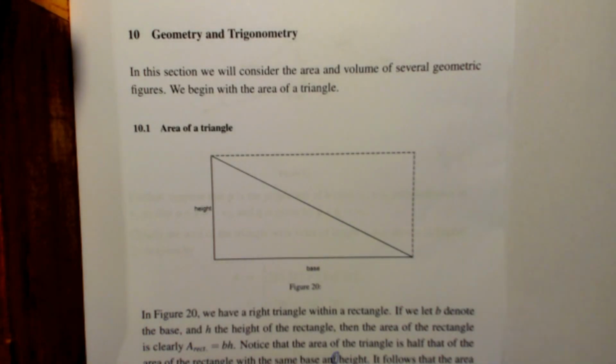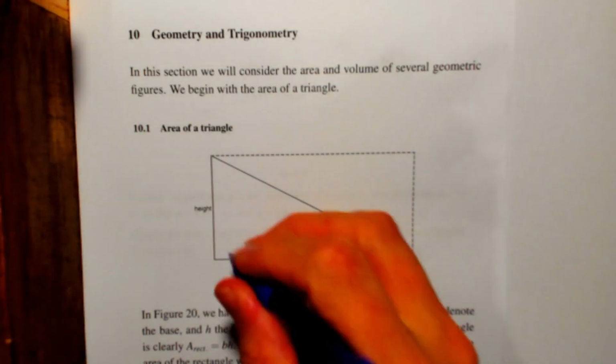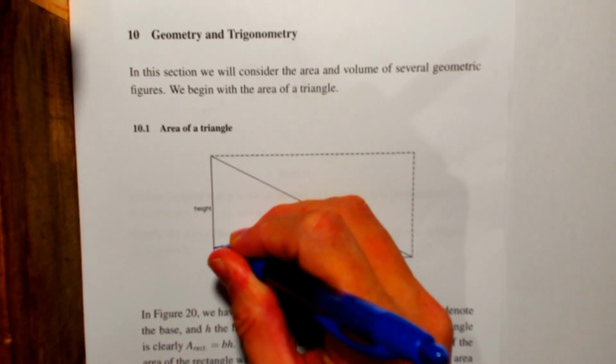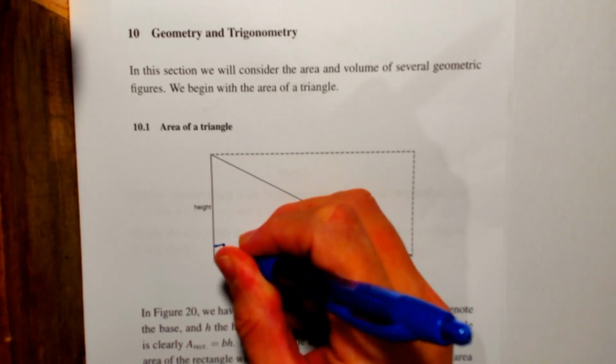Today we're going to look at geometry and trigonometry. So we'll start by looking at the area and volume of several geometric figures, starting with the triangle. Now let's consider a right triangle shown here in the diagram. So we've got a 90-degree angle there.